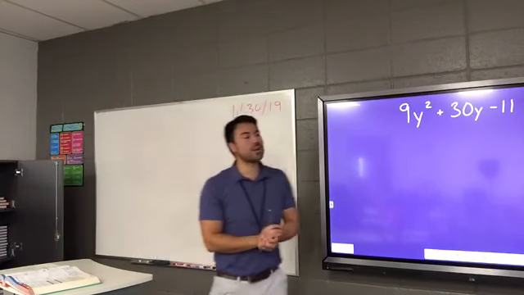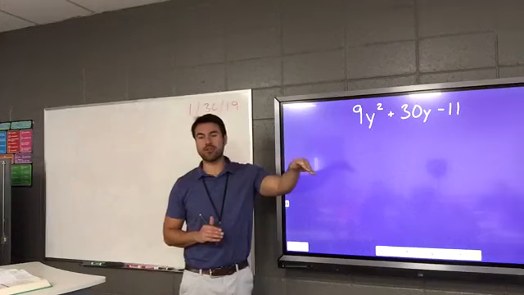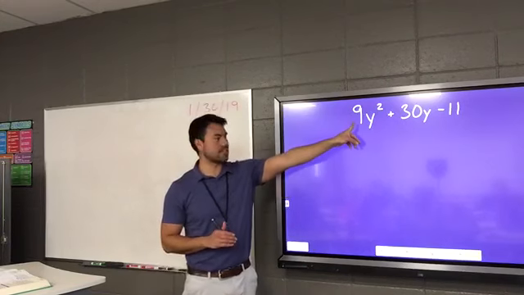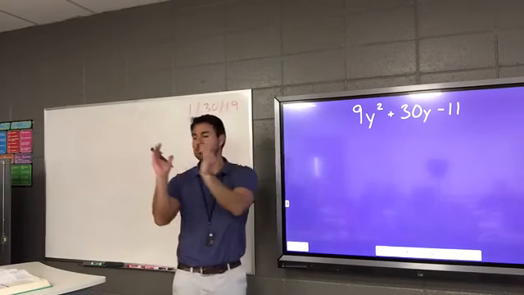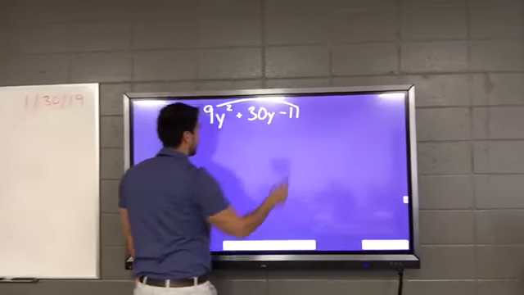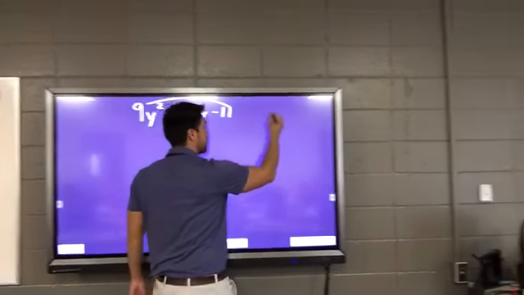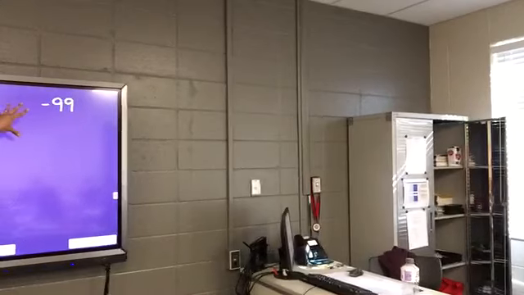All right, quiet. Let's go here with the bridge method. Is this a trinomial? Is it in standard form? Yes. Is the lead coefficient 1? No. So we can't just do those two binomials real quick. We're going to use the bridge method. Okay, so what's 9 times negative 11? Negative 99. Okay, so I write negative 99 there. That's the key number there.